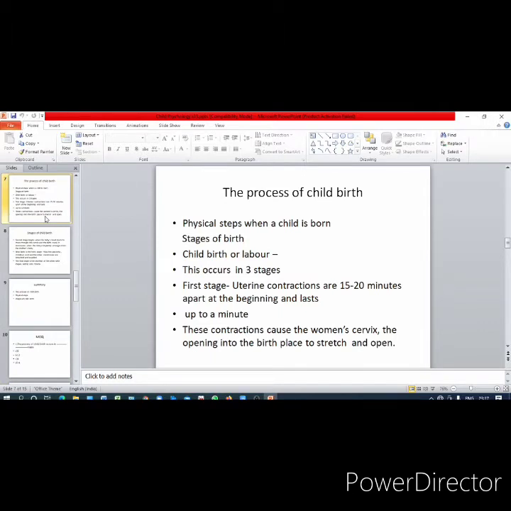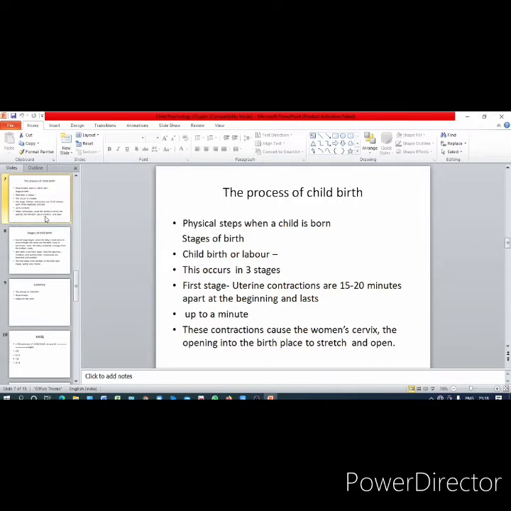In this session, you will be learning about the process of childbirth, that is, how the child, infant or the fetus will come out of the womb of the mother. This will take 3 stages, that is, the process of birth occurs in 3 stages. The first stage is the longest, lasting an average of 12 to 14 hours with a first birth and 4 to 6 hours with later births.